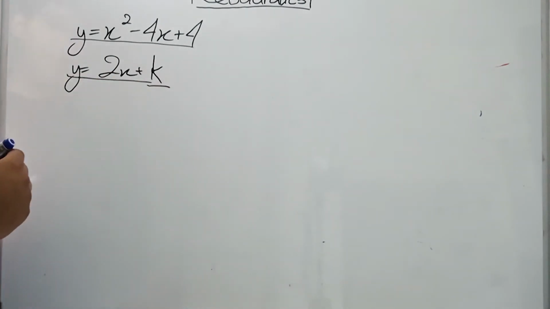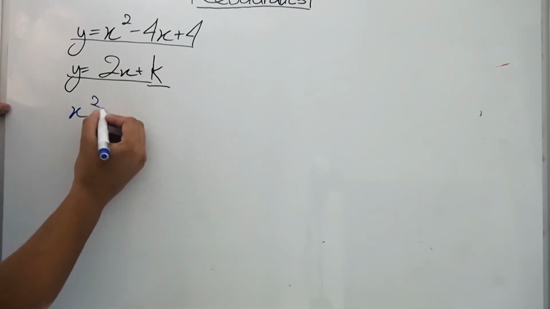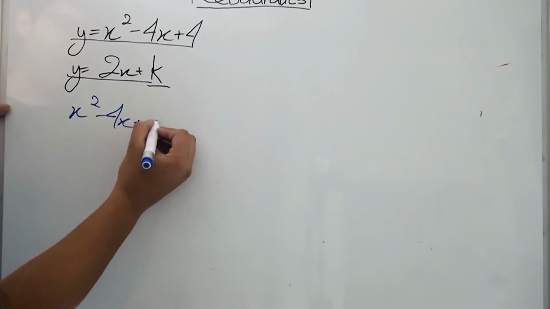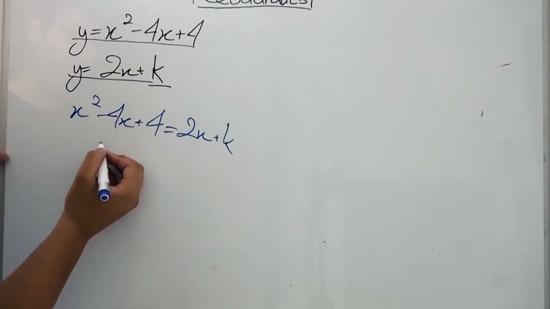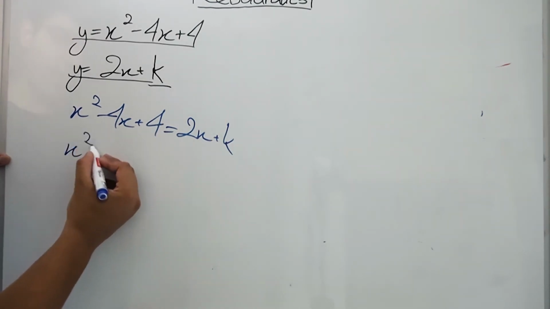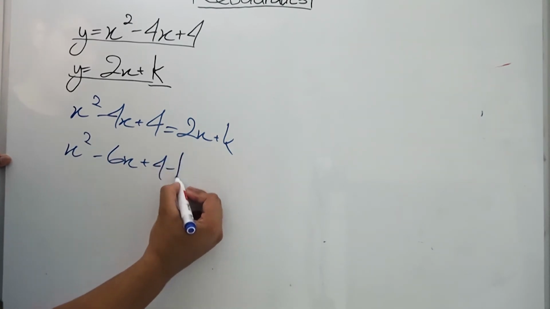So as that is the same as that question, we'll equate these two graphs. So it will be x square minus 4x plus 4 equals 2x plus k. Now with that, we'll solve this. x square minus 6x plus 4 minus k.